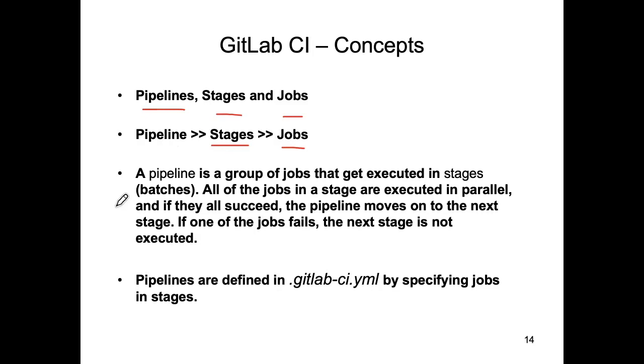And that's what I'm saying here. So a pipeline is a group of jobs that get executed in stages. The stages get executed sequentially. The jobs within a stage are executed in parallel. And clearly, if any job within a stage fails, then the pipeline's execution is considered to have failed. It won't execute the subsequent stages in that pipeline, which makes sense.